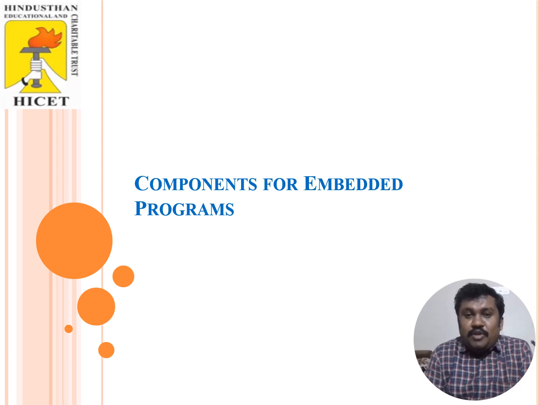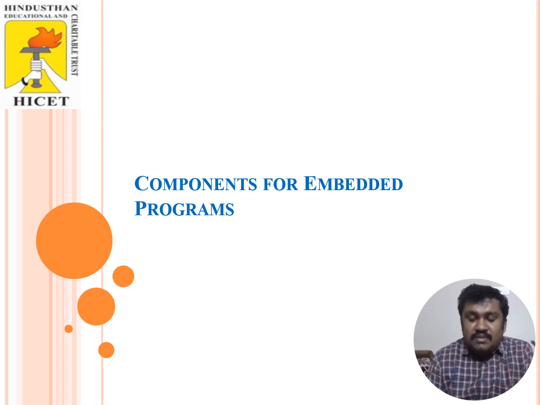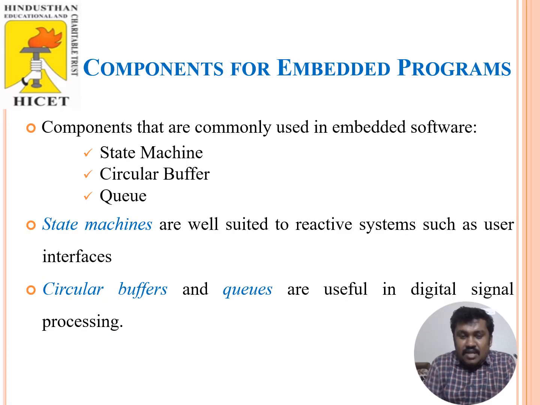In this video, we're going to see about the components for embedded programs. Here there are three important components that are used in embedded software. The first is the state machine, then circular buffer, finally comes the queue. State machines are well suited to reactive systems such as user interfaces. Circular buffers and queues are very useful in some signal processing concepts.